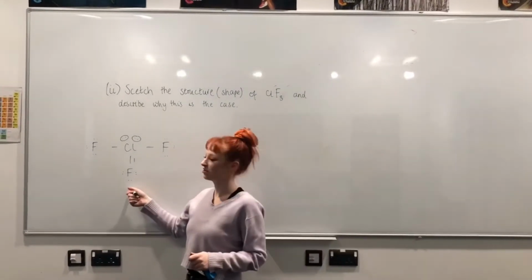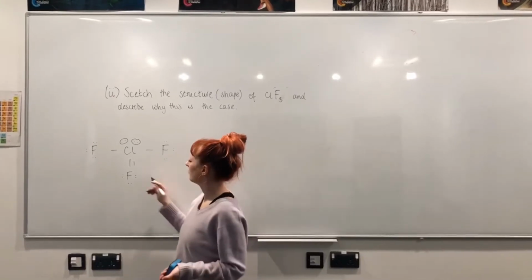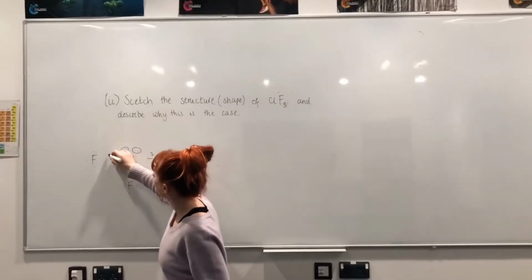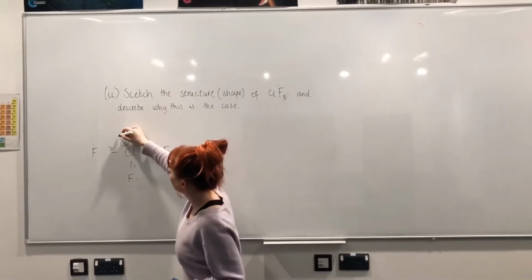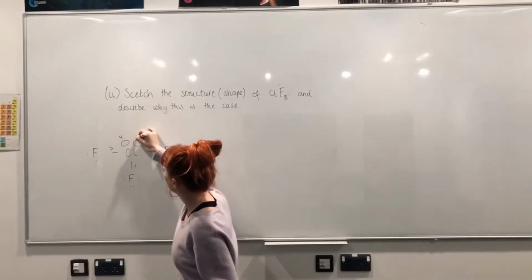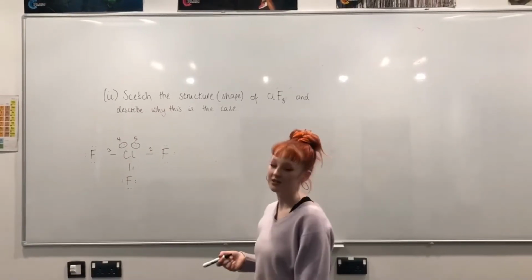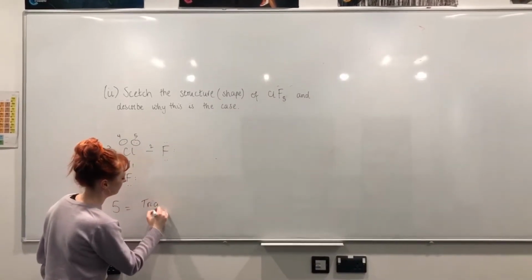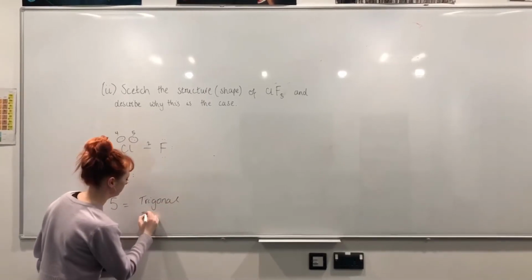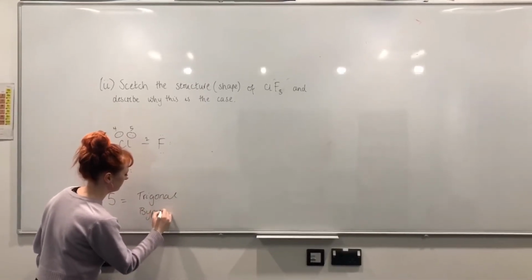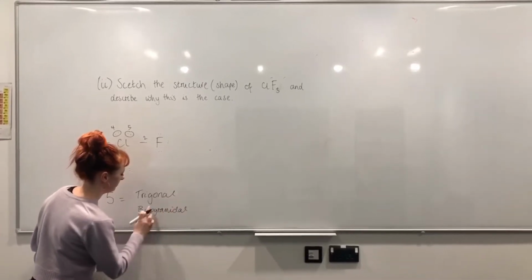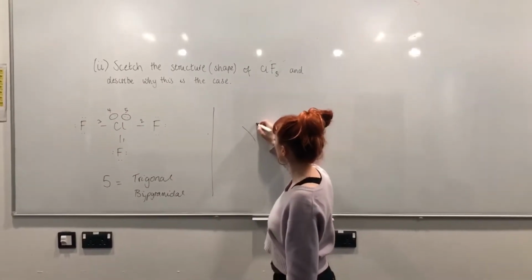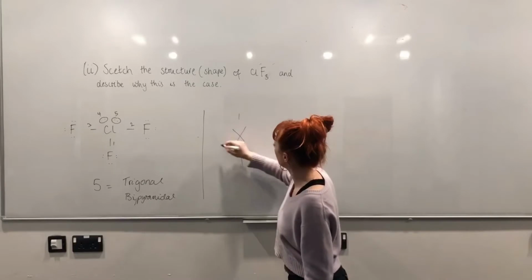So looking at the Lewis dot structure of ClF3, you count the amount of groups of electrons. There are 1, 2, 3 bonding pairs and 2 lone pairs, that's 4, 5 groups of electrons, which gives the electron geometry trigonal bipyramidal. And this trigonal bipyramidal looks like this.